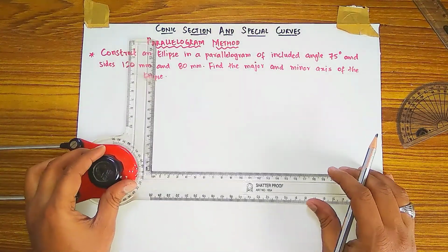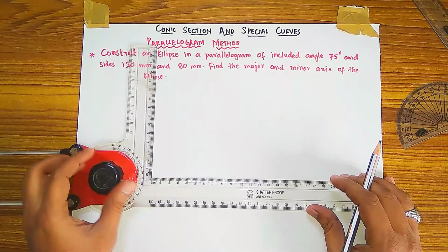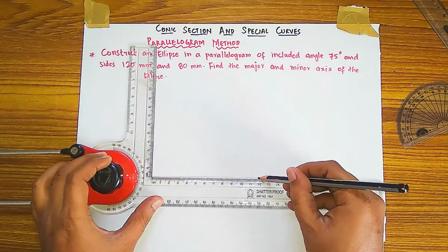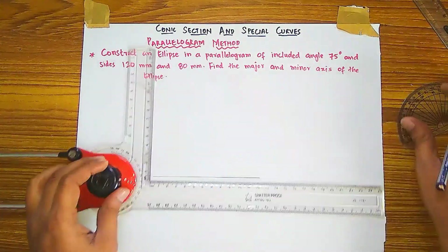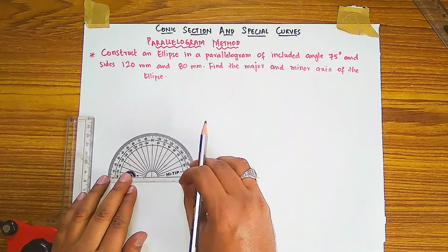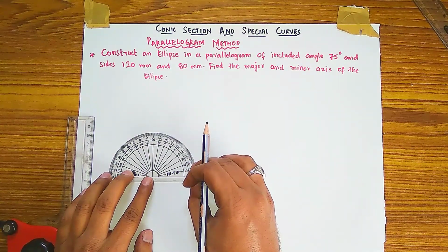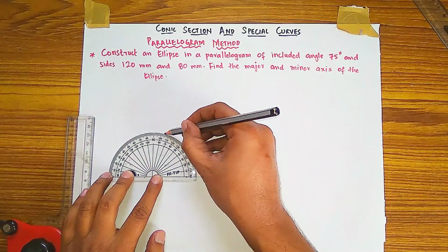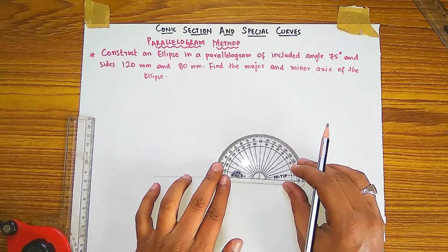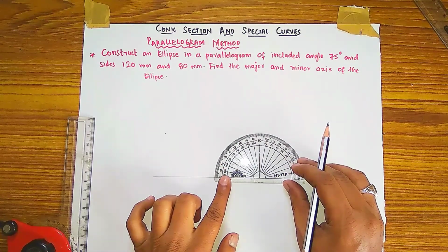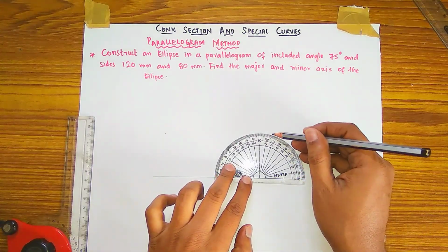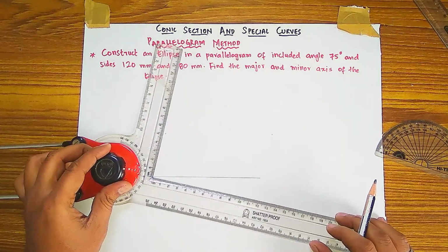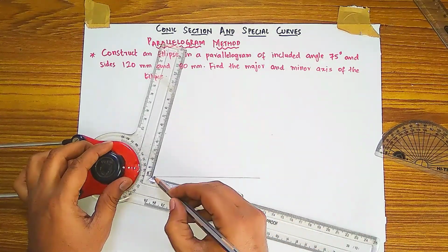I am showing you. First, how much is the base? 120 mm. First you have to draw 120 mm, means 12 centimeters like this. Then you have to keep your protractor on one end and take 75 degree: 10, 20, 30, 40, 50, 60, 70, 75, put a dot here, and keep it on the other end and the same 75, put a dot. Then you have to draw a line from that point, from this end.